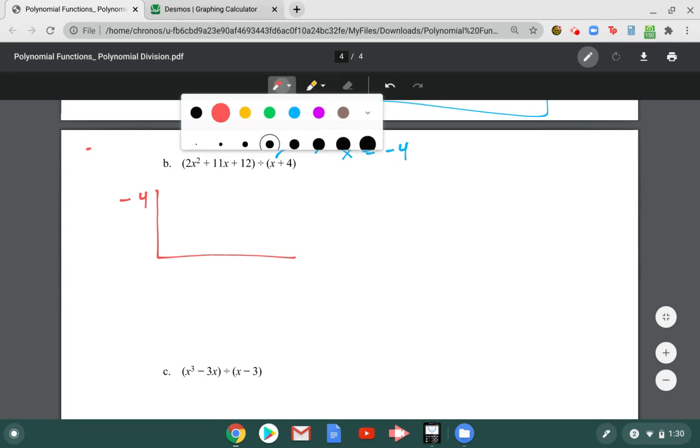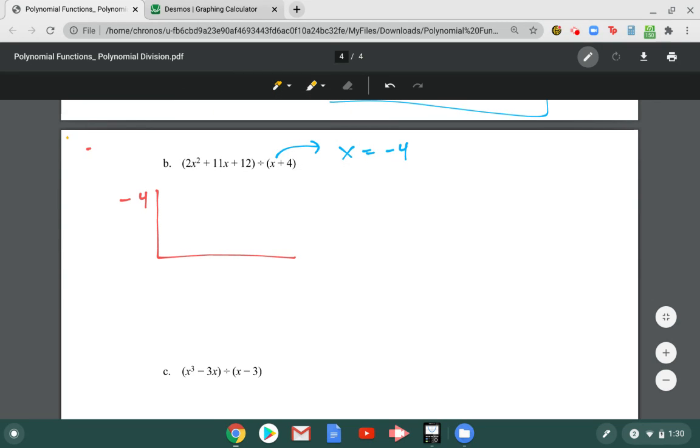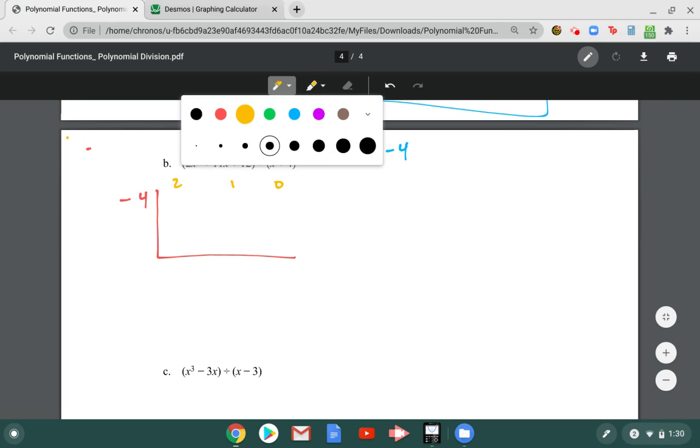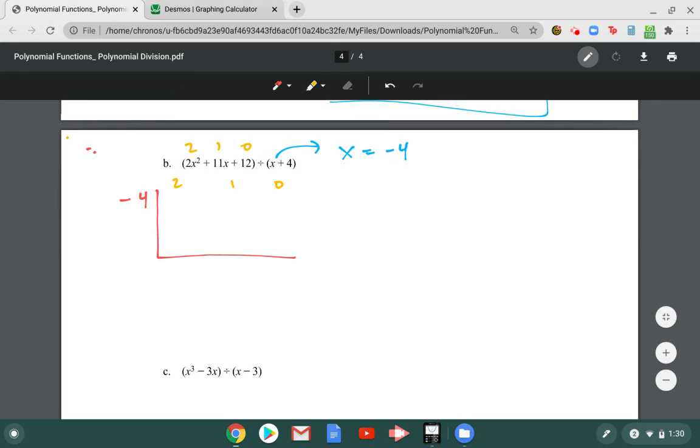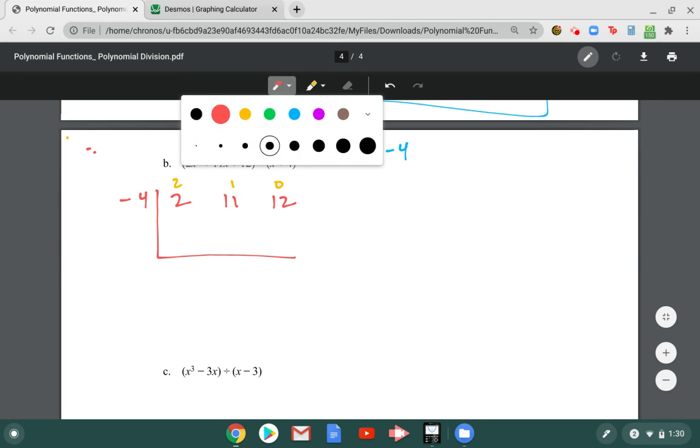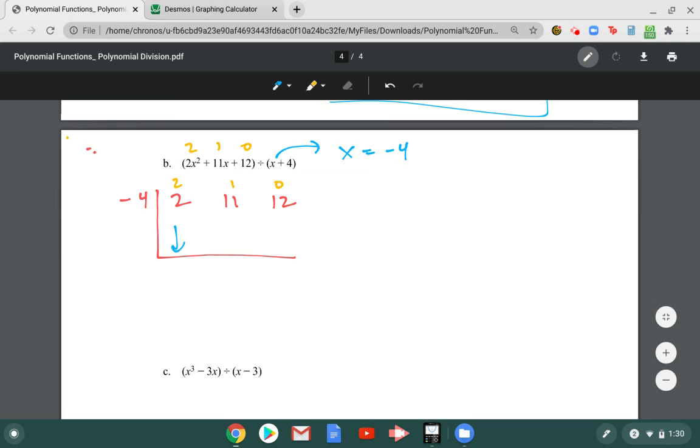On the inside, I want my dividend, and I'm going to keep track of the degrees. Degree 2, 1, and 0. Those coefficients are all I need. So I've got a coefficient of 2, a coefficient of 11, and that constant was 12. Remember, as you move down through the synthetic division, you're adding. 2 plus nothing is 2. As I move up, this time I'm multiplying by that possible 0, which would be -4. 2 times -4 is -8.